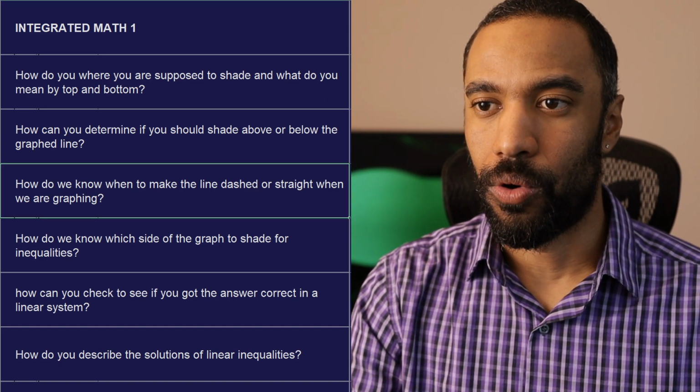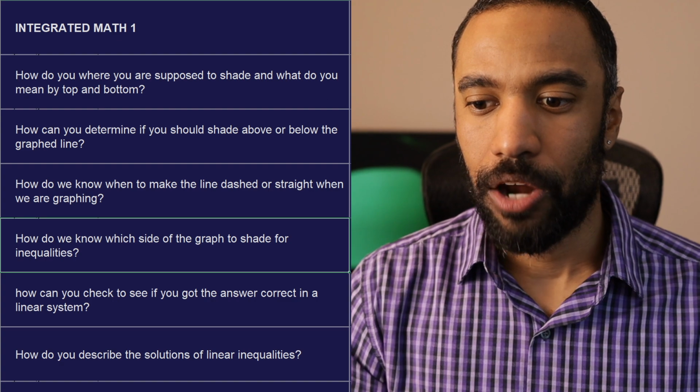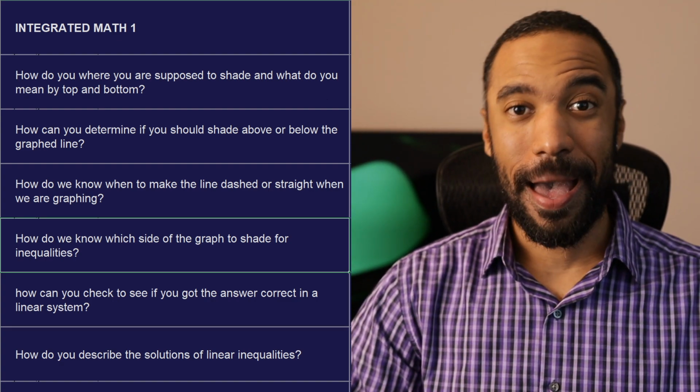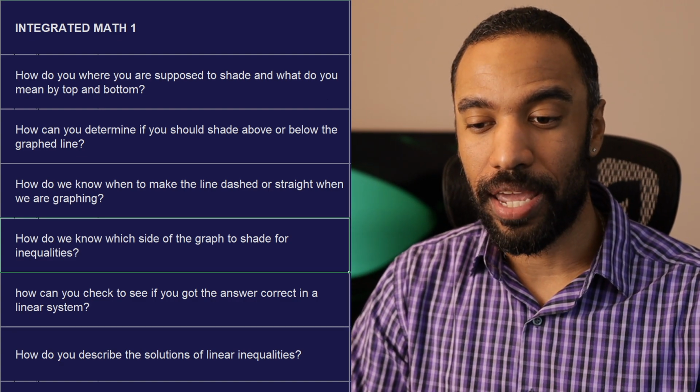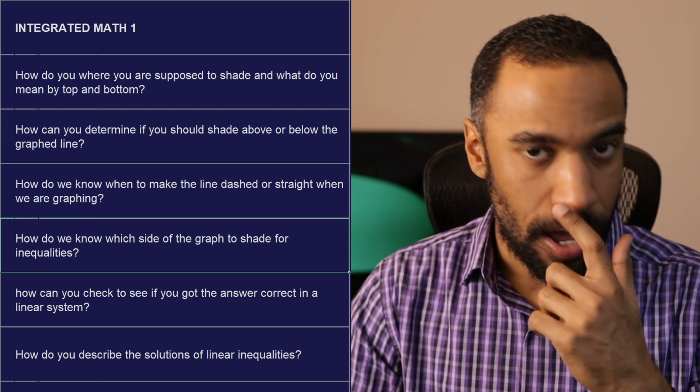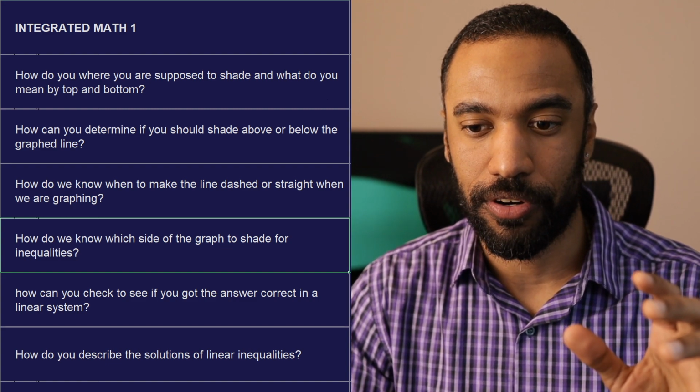All right, cool. So thank you for asking that. How do we know which side of the graph? Okay, I imagine this question is going to be asked a lot. So listen, I'm not saying I won't answer it. What I'm going to say is, wait, hang on. How do we know which side of the graph to shade for inequalities?